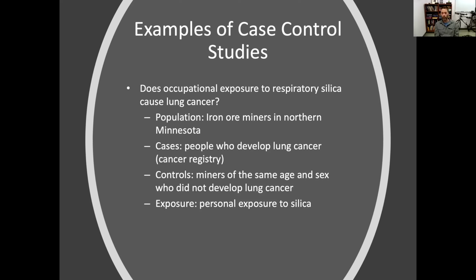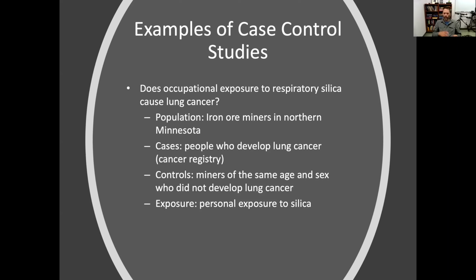For our cases, we needed controls. We selected miners who were of the same age and sex who didn't develop lung cancer. So now we've got a group of people who developed lung cancer and a group of people who did not develop lung cancer. And then all we had to do was measure their exposure, which was whether they were exposed to silica. And we did that in a couple of ways, but it turns out that there are federal guidelines that mines have to measure the amount of silica in the ambient air a couple times every year. And all of those records are stored at OSHA, and we were able to grab those.